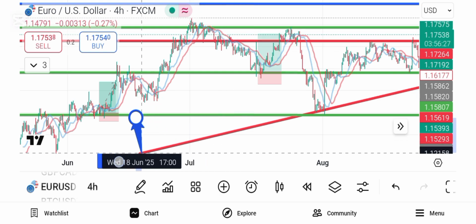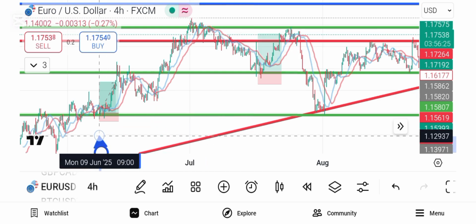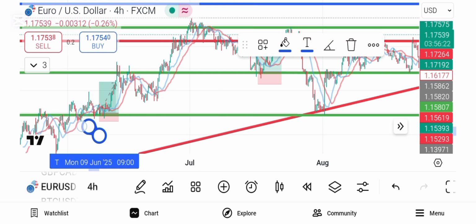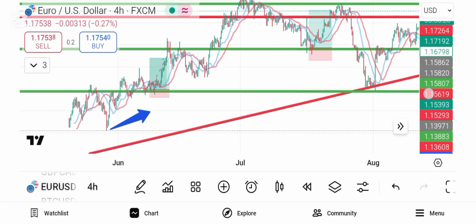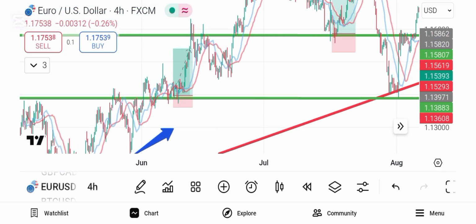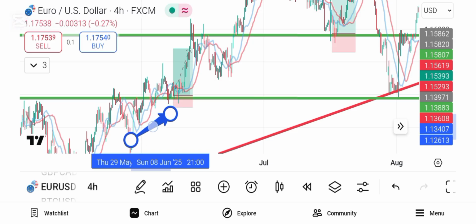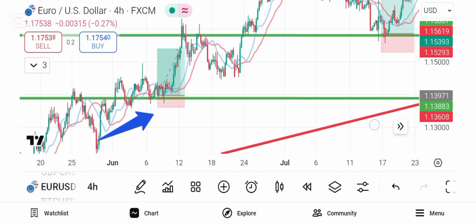I took this buy because I understand the directional bias of the market, and that is why I was able to win this market. So that is what I want to show you.